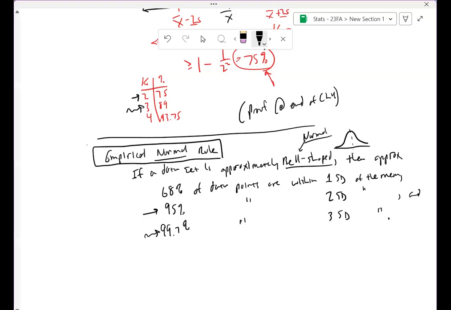But Chebyshev being a guarantee is important for some of our future theorems. We want to have that kind of solid bedrock to build theorems off of. But if we're using this in any kind of applied setting, a rule of thumb like the empirical normal rule is going to be much more useful most of the time.